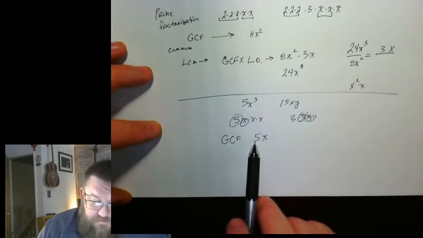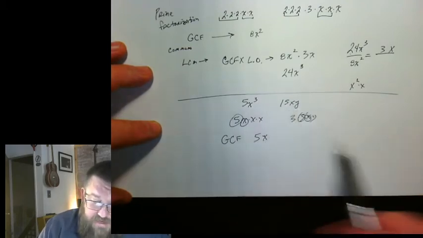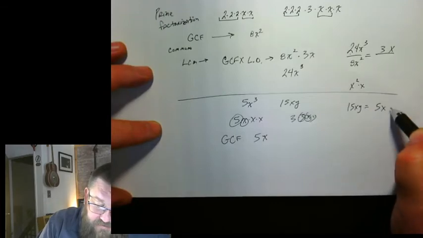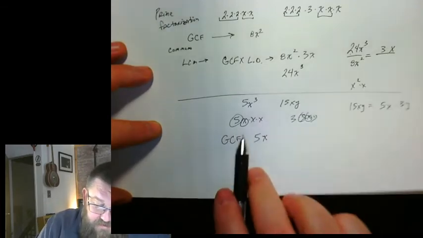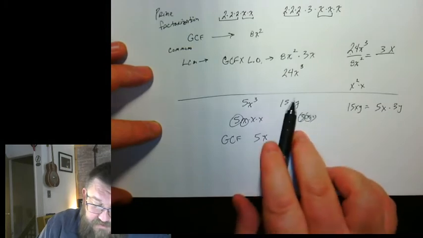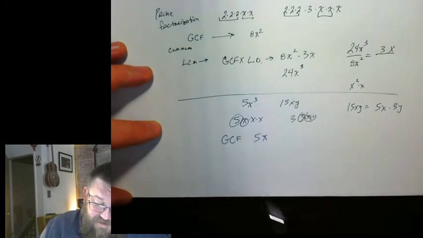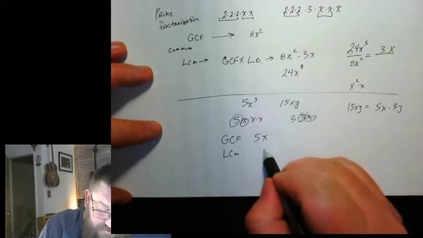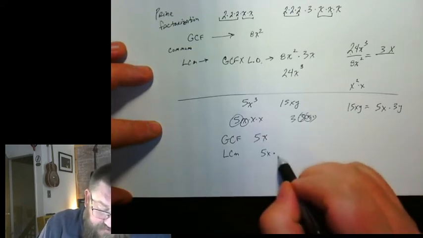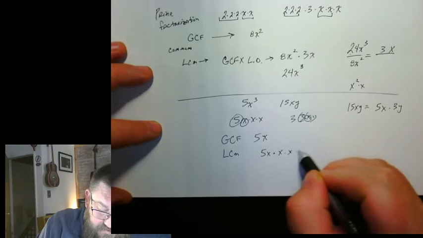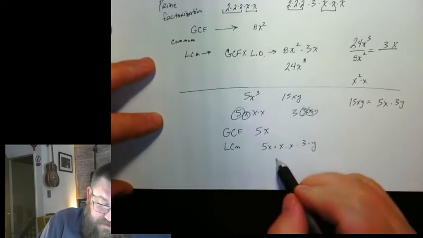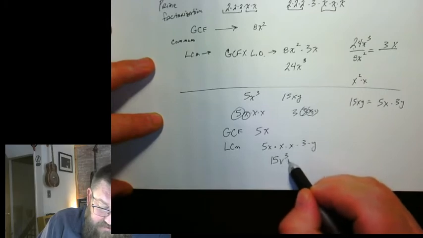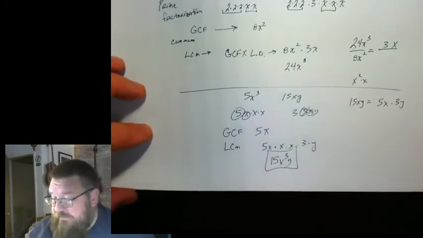See, 15xy is the same as 5x times 3y. Do you see? If I take 5x and multiply by the leftovers, I get that. Okay, so now, to find the lowest common multiple, you take your GCF times your leftovers. Multiply it all together. We get 15x cubed y. There we go.